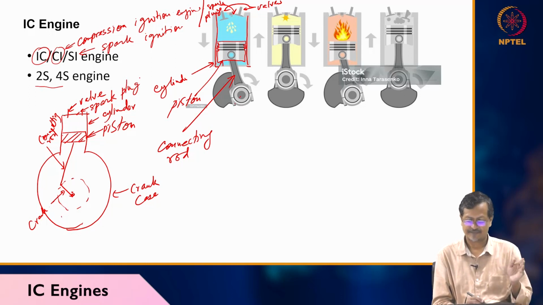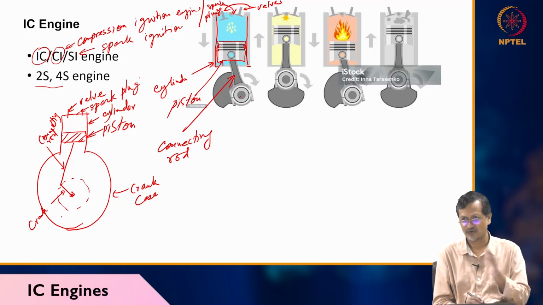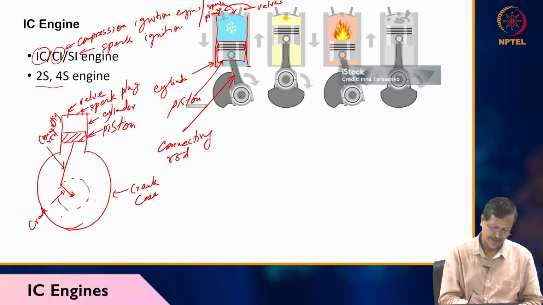Another type of engine is the CI engine, compression ignition engine. In that case, a spark plug will not be there. Later we will discuss the CI engine. So first, assume this is a spark ignition engine. So we have the crankcase.